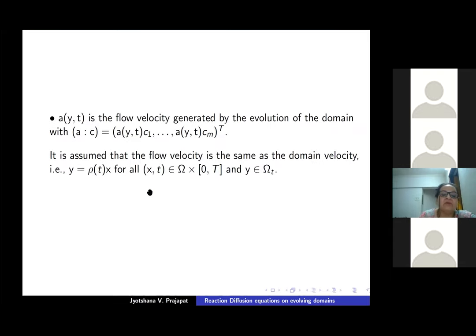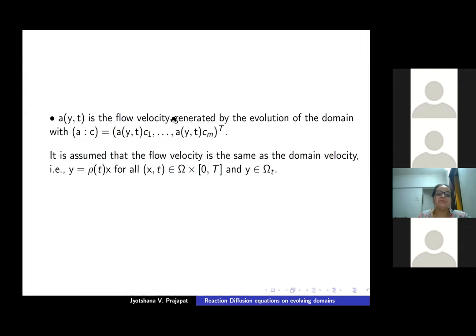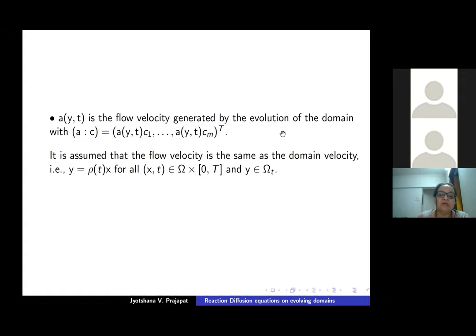So here one needs to know that the term AYT, this A, which appears over here, is referred to as the flow velocity. And this corresponds to flow velocity. And it is the flow which is generated by the evolution of the domain.